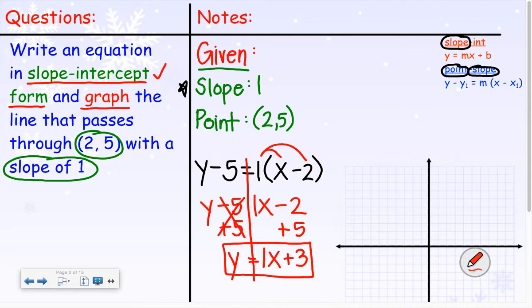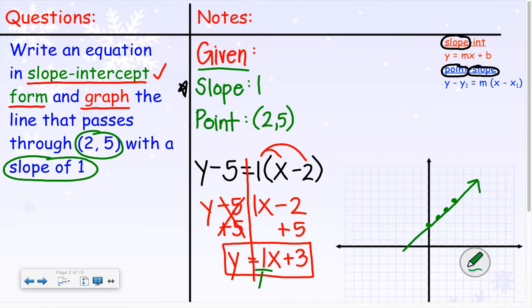Now I need to do the second part, which is graph. 3 is my y-intercept, so that's where I make my first dot, at positive 3 on the y-axis. Then my slope is 1, or 1 over 1. So I'm going to rise 1, run 1, rise 1, run 1, rise 1, run 1.